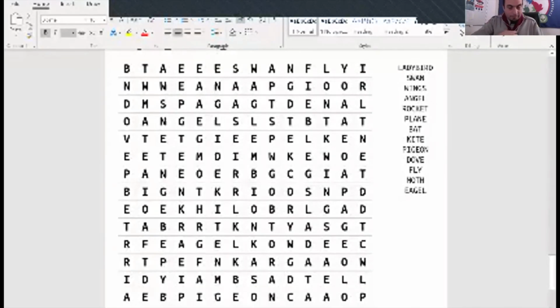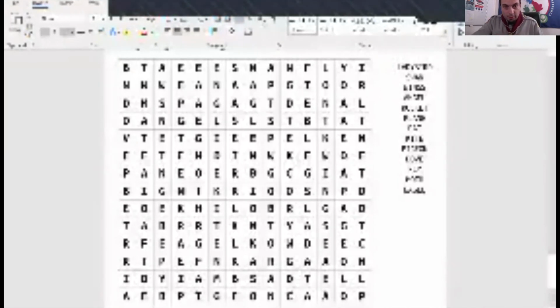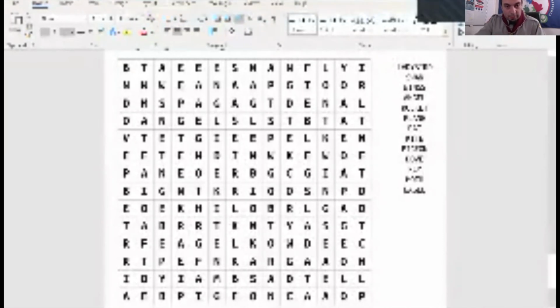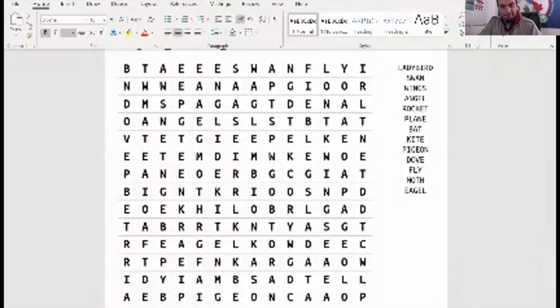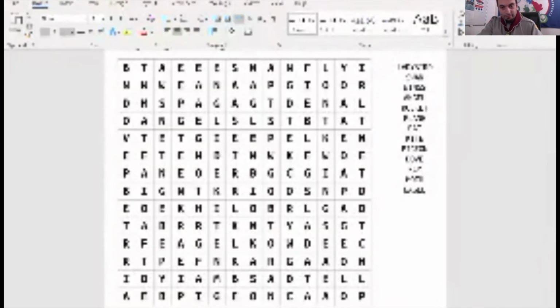So let me just screen share. So in this crossword, we've got a few seconds. I'll just help you find one just for now. And that's at the bottom here where you see pigeon. So on the side here, you have different things that relate to flying. We have ladybirds, swan, wings, angels, rockets, and so much more.